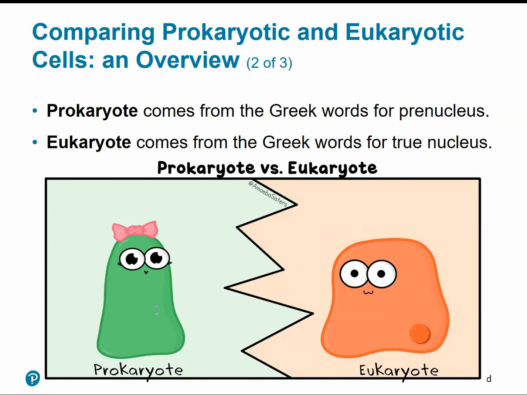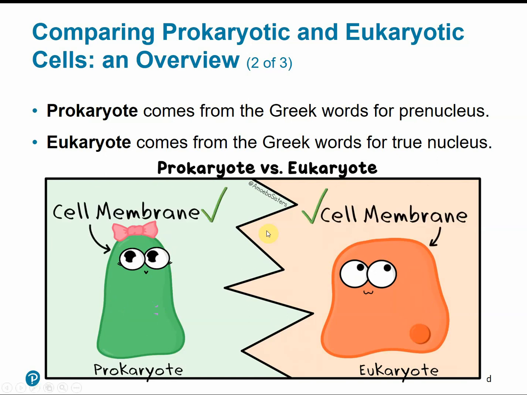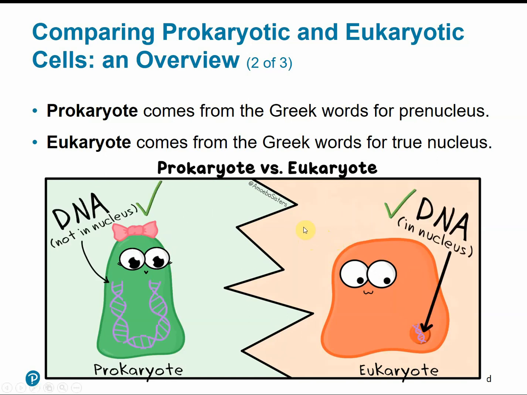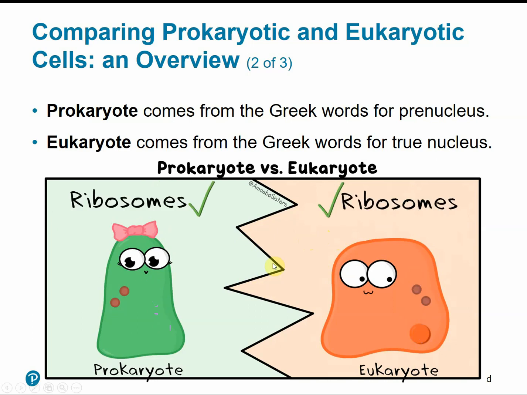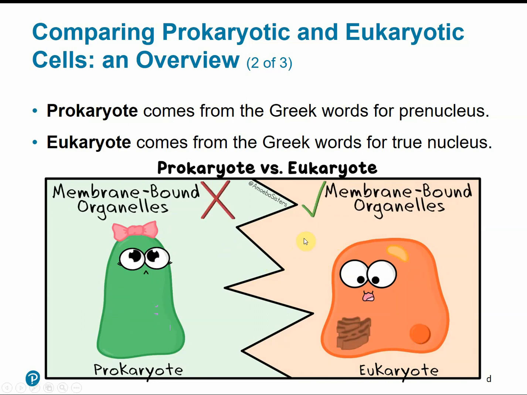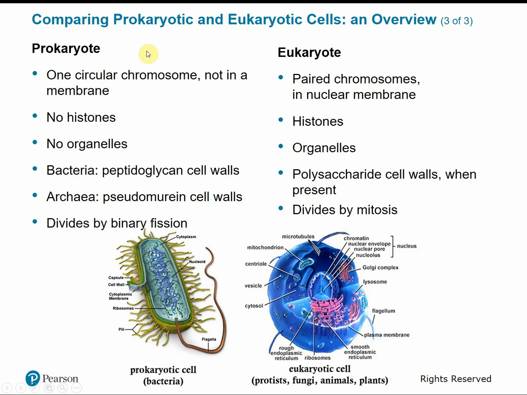The nucleus is just where the DNA is going to be stored and protected inside the cell. Some other similarities and differences that we'll look at include the cell membrane, DNA, ribosomes, and the organelles. Again, comparing and contrasting your prokaryotes and eukaryotes. Prokaryotes are things like bacteria. Eukaryotes are pretty much everything else, so plants, animals, protists, fungi.